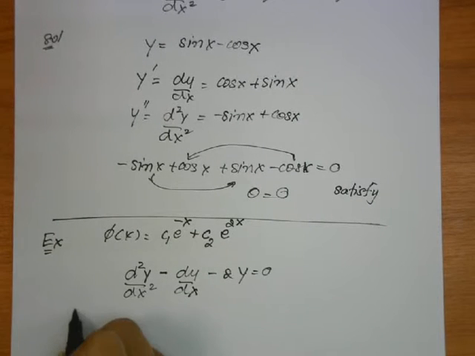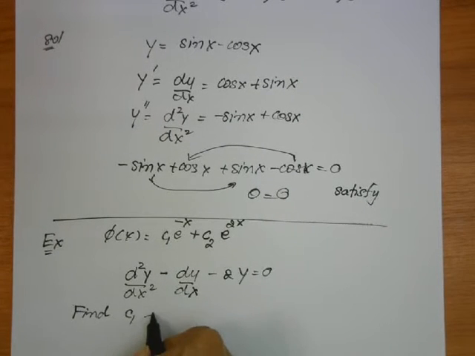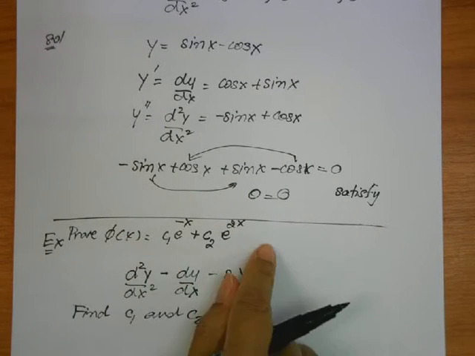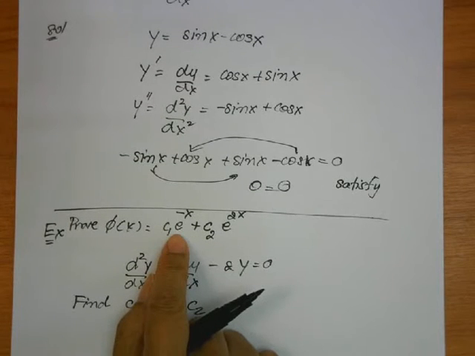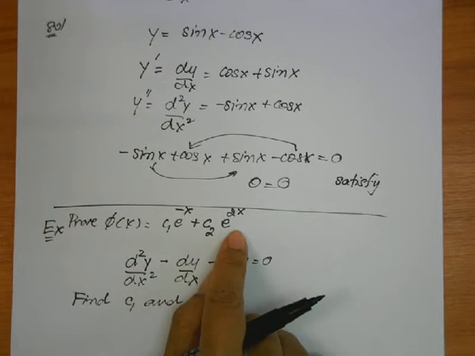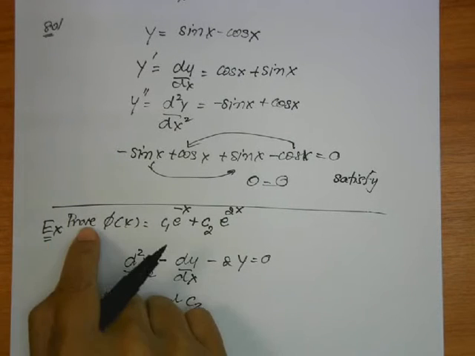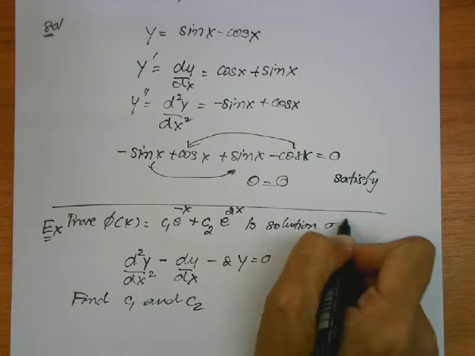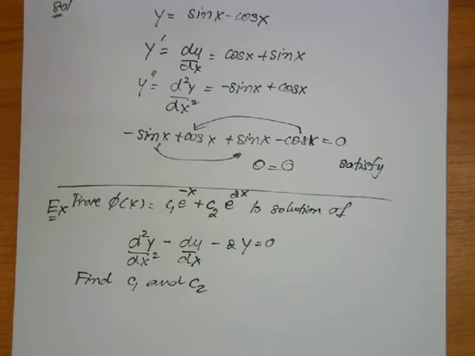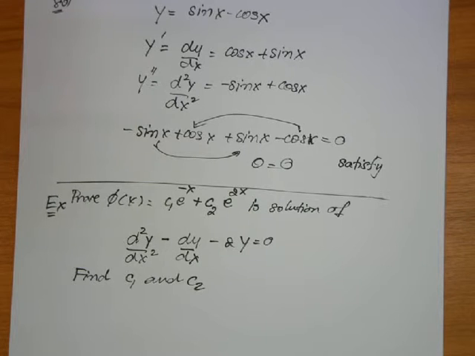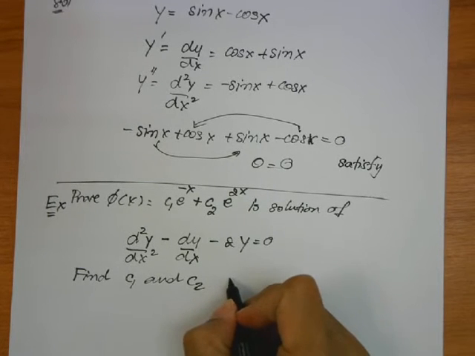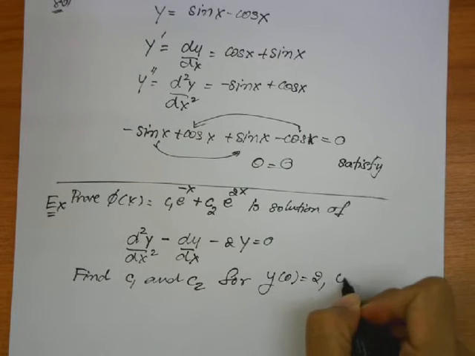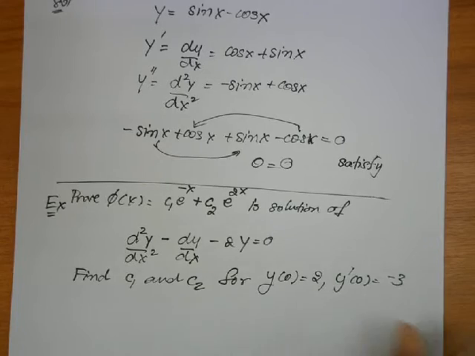And they're asking you to find C1 and C2. The first one you said you got to prove y(x) equals C1 exponential of minus x plus C2 times exponential of 2x. Prove that this one is the solution of this differential equation and then find C1 and C2 for this boundary.